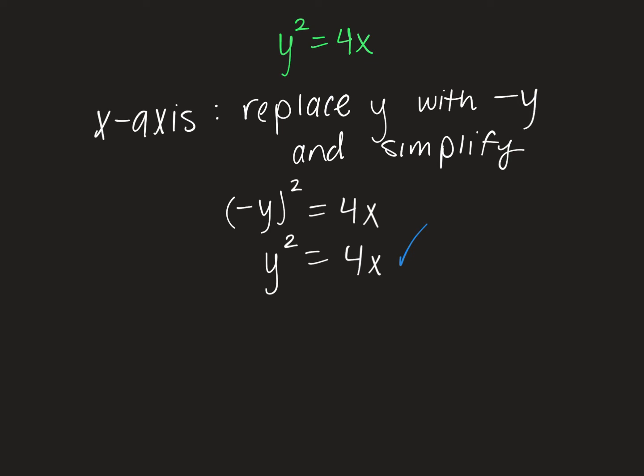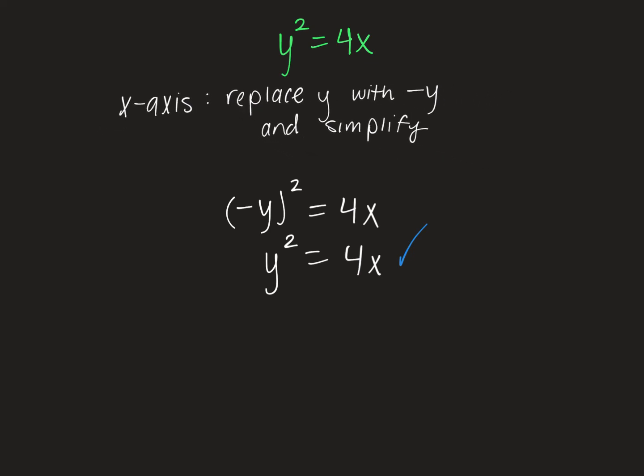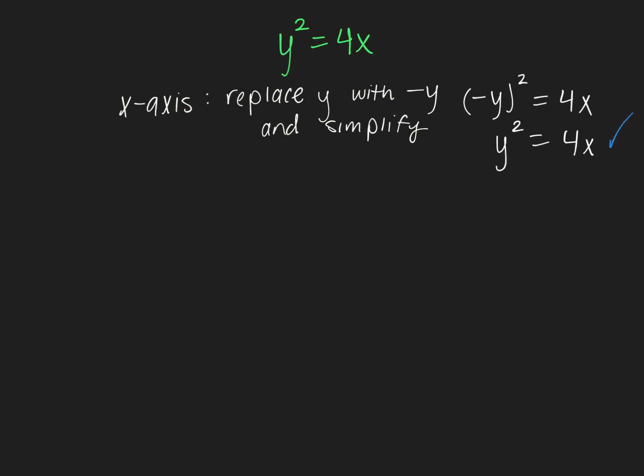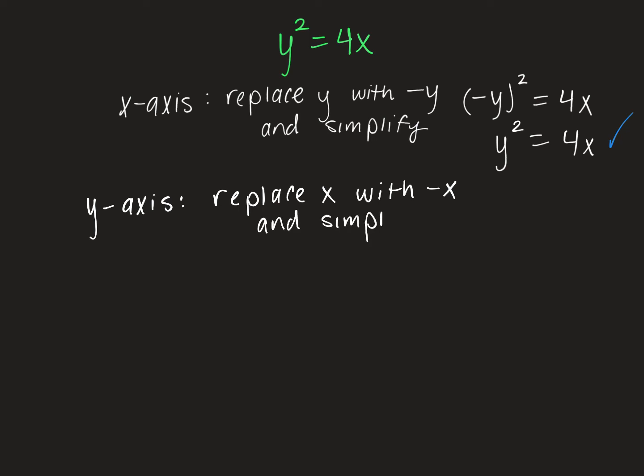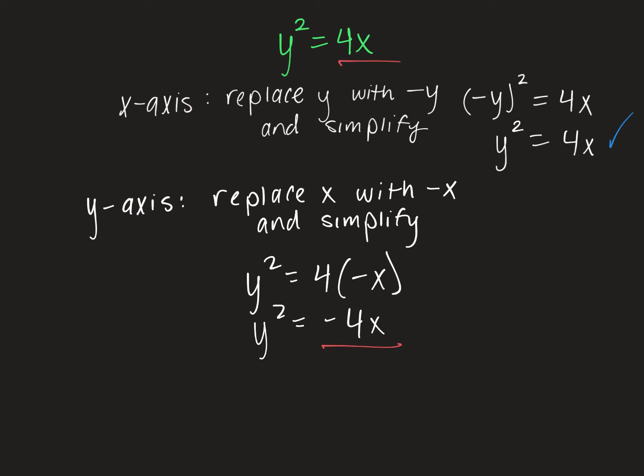All right, so now let's check this with the y-axis symmetry. Let me move this over here. For y-axis, we're going to replace x with negative x. So we have y squared equals 4 times negative x, which is just negative 4x. So this one's different, right? This is different than this. So this one is not symmetric to the y-axis.